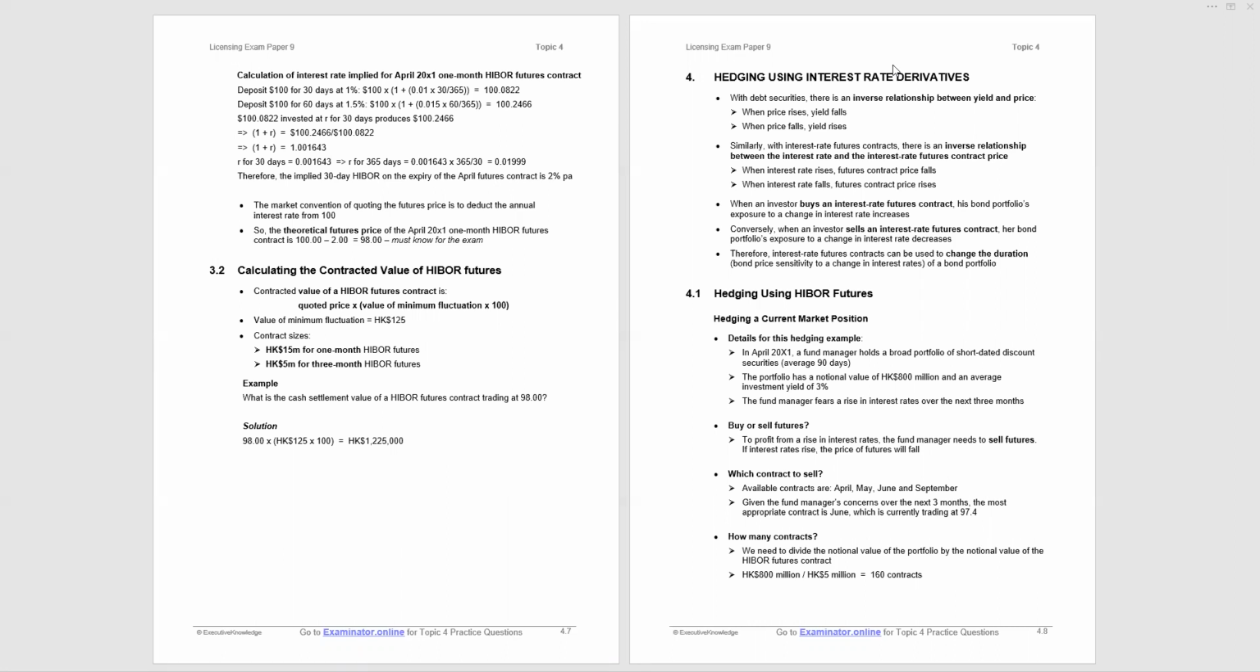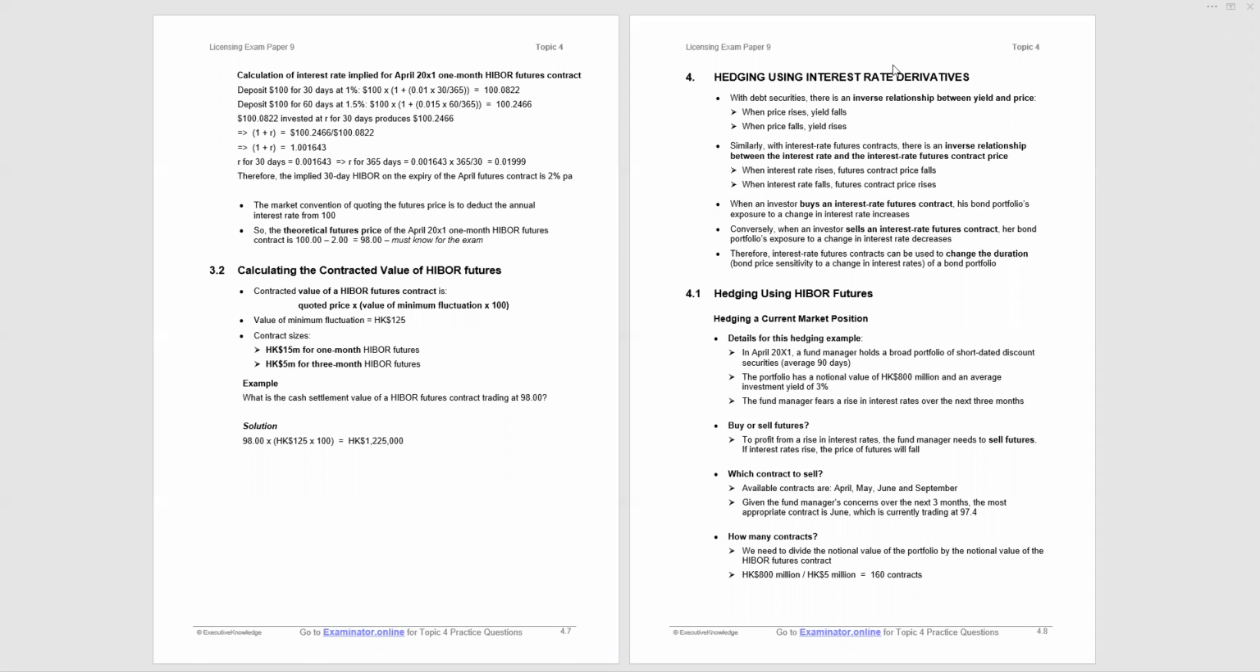So it tells us the contracted value of a HIBOR futures contract is the quoted price, and that will be 100 minus the interest rate, multiplied by the value of minimum fluctuation, which is 125 Hong Kong dollars, multiplied by 100. That's it. We don't have to worry otherwise.